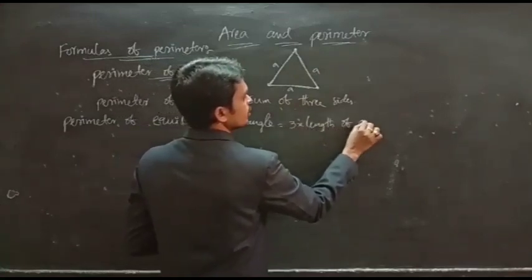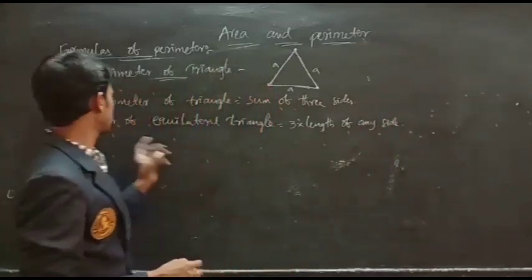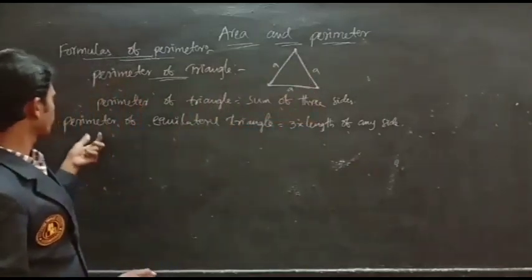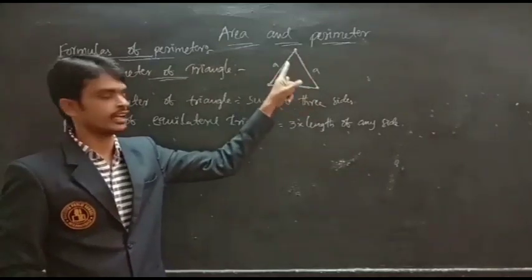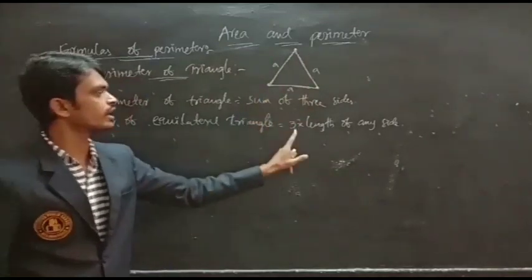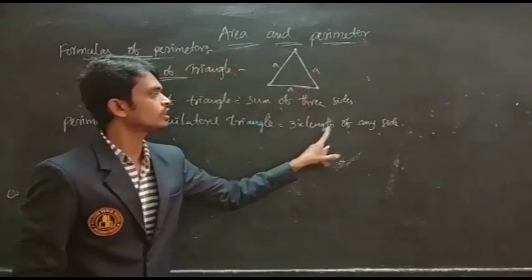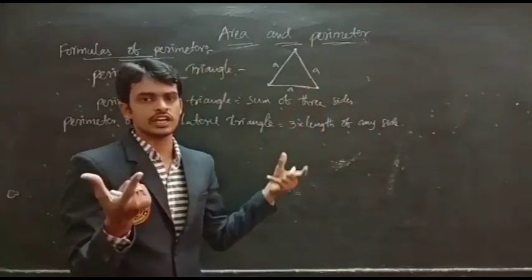So the perimeter of a triangle is the sum of 3 sides, and for an equilateral triangle, the perimeter is 3 into the length of any side, because all sides are equal, so we can take any side.